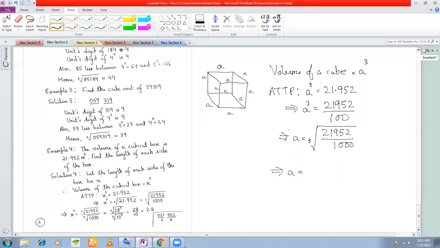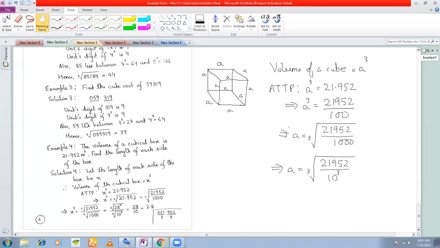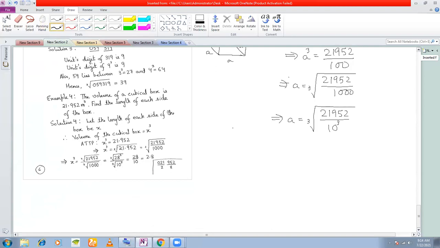Now see, clearly in the denominator you have got 1000. So 1000 can simply be written as 10 cube, right? Only for the numerator I don't know. So I will try to find out the cube root of the numerator by the approximation method. Okay. So 21952. Group in threes. This is one group. This is the next group. Right? Look at the last digit here.